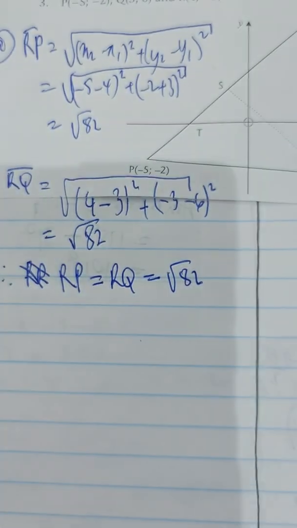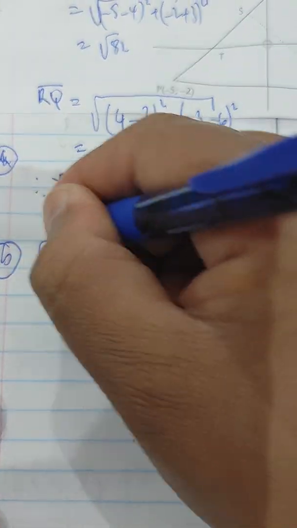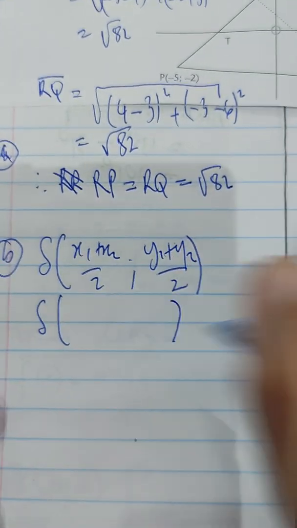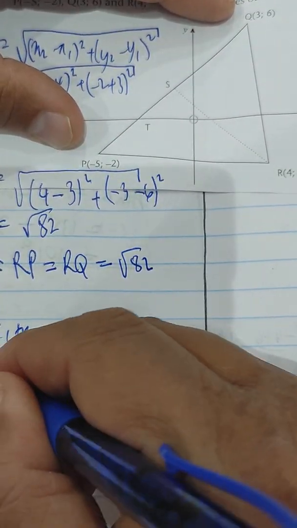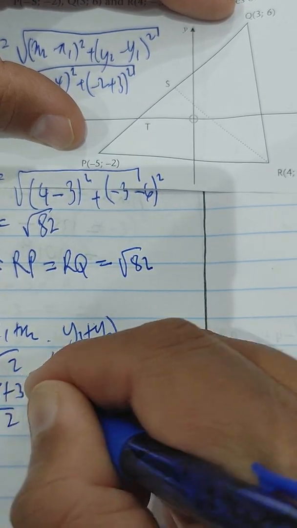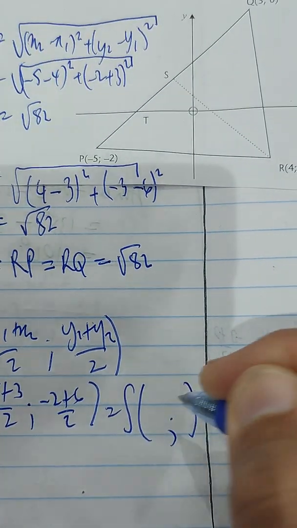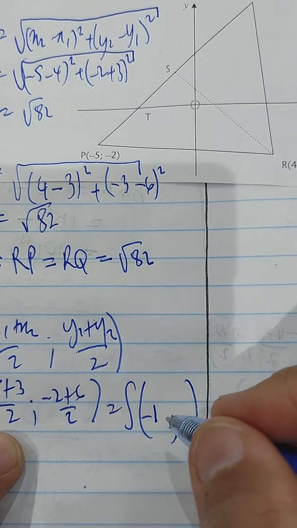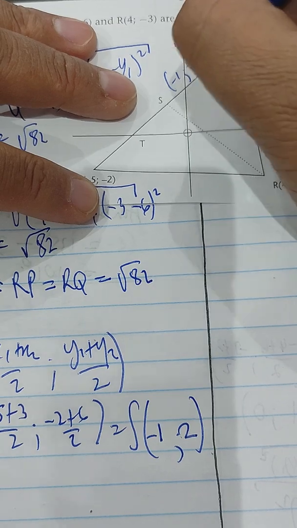Let's look at B now. The B part of the question says, give the coordinates of S, the midpoint. So how do you work out the midpoint? (x1 plus x2) over 2, (y1 plus y2) over 2. So S is going to be (-5 plus 3) over 2 and (-2 plus 6) over 2, which gives us S to be the coordinate of -1 and 4 over 2, which is 2. So S is (-1, 2).